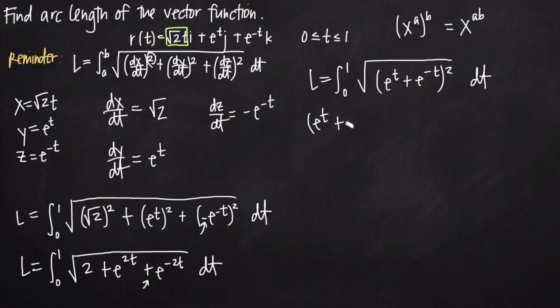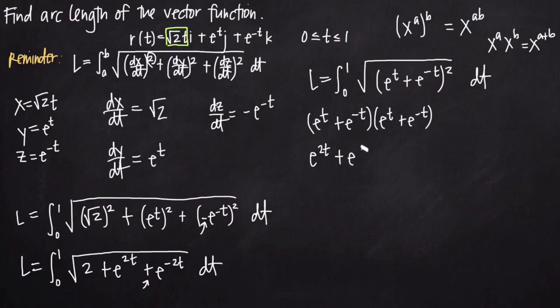So e to the t plus e to the negative t times e to the t plus e to the negative t. If we multiply these together, we'll get e to the t times e to the t. That's going to give us e to the 2t, because remember that's the exponent rule: x to the a times x to the b is going to give us x to the a plus b. And when we have t plus t, we get 2t. So e to the 2t. When we multiply e to the t, the first term, by e to the negative t, the last term, we get t plus a negative t, or t minus t. That becomes 0. So we get plus e to the 0.